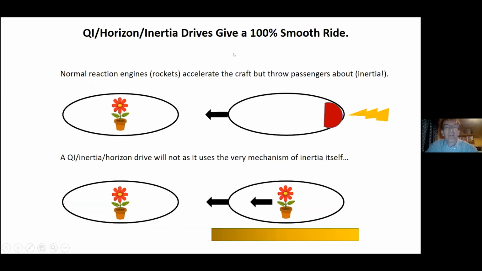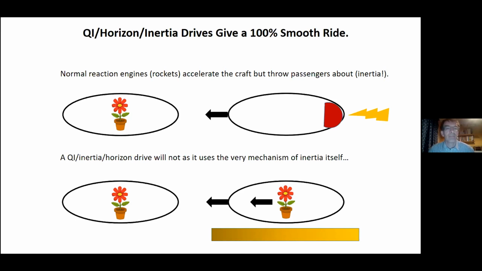So the horizon drive will also give you a very smooth ride, and I've been quite intrigued. I'm not sure whether it's true or not, of course, but the Nimitz UFOs seem to dart around very fast, with very high accelerations, and if there was anything in them, surely it would be flattened against a wall. But if, for example, they had a propulsion system like this, then that wouldn't happen.